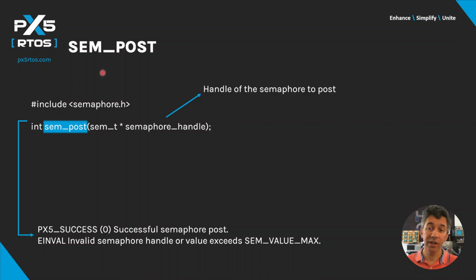Then, once created, we can post values to a semaphore using the SemPost API. And to do that, we just need to pass the handle of the semaphore to post. If one or more threads are waiting, the first thread waiting will be resumed. Otherwise, if there are no threads waiting for the semaphore, the internal semaphore counter will be incremented by 1. Then we check the return for errors.